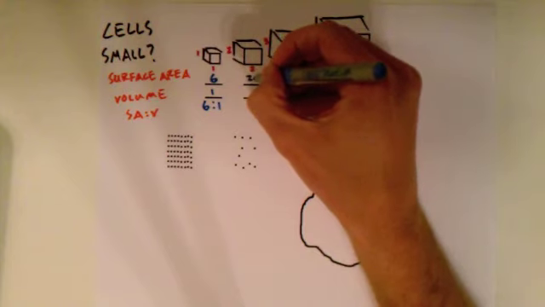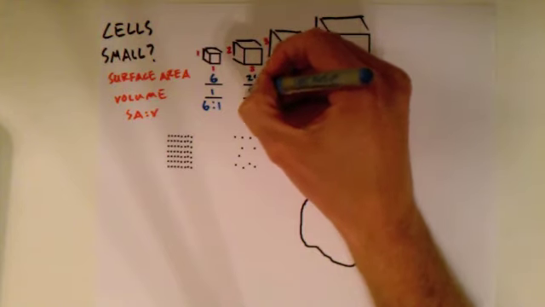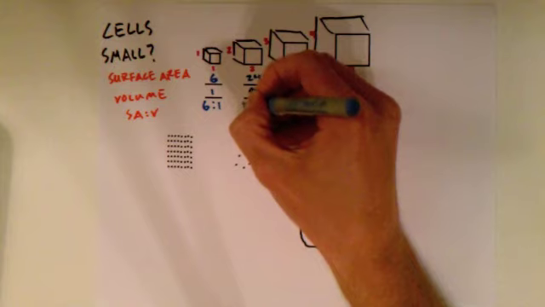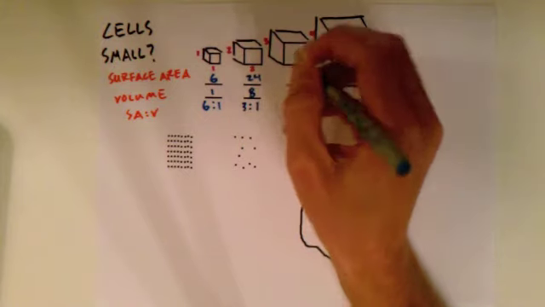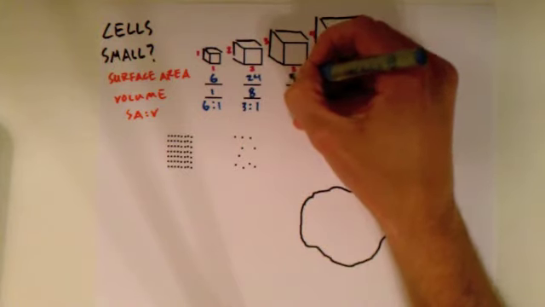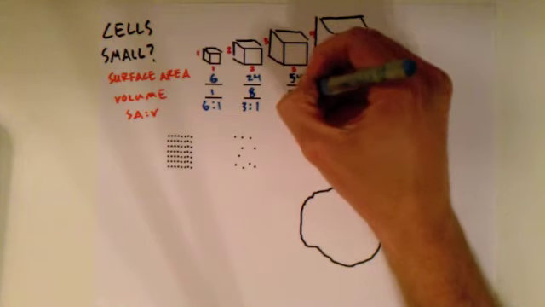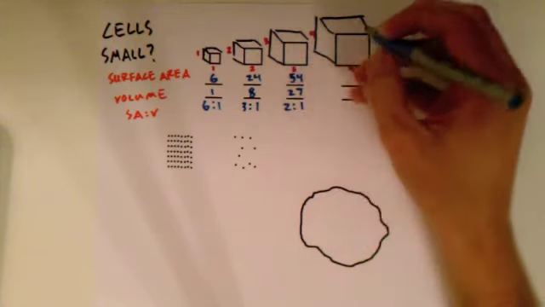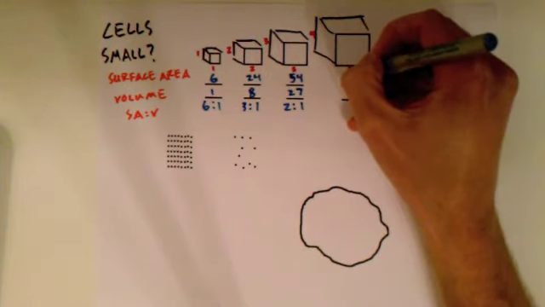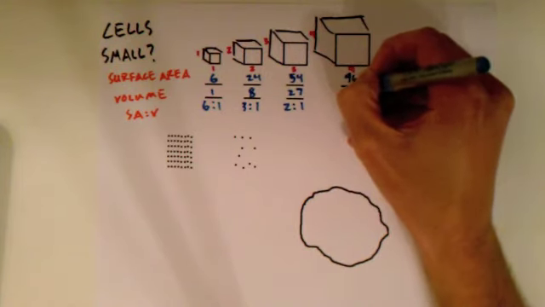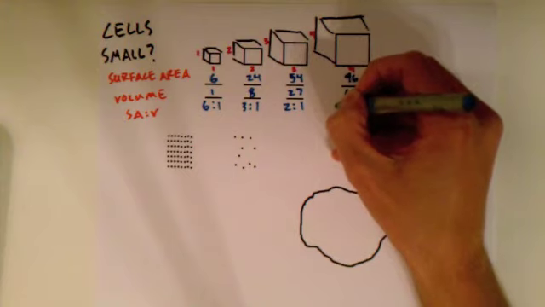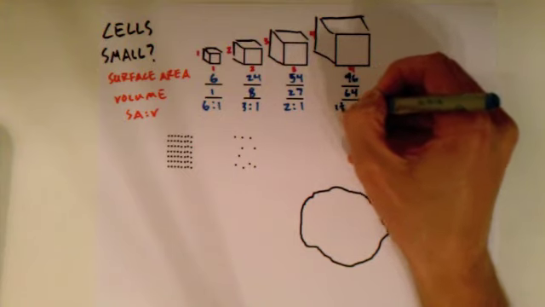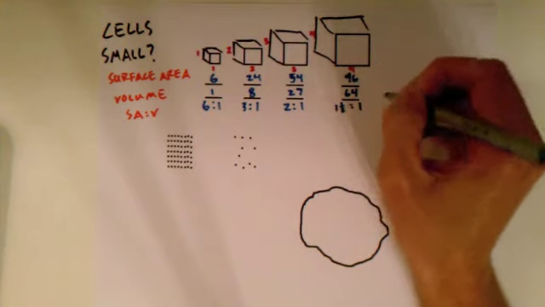The next one is going to be 24 to 8. So that is a 3-to-1 ratio. Next one is 54 to 27. And that is a 2-to-1 ratio. And the next one is 96 to 64, which gives us a 1.5 to 1 ratio. So you see a little bit of a pattern there.